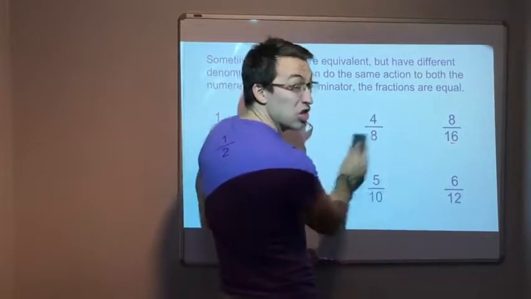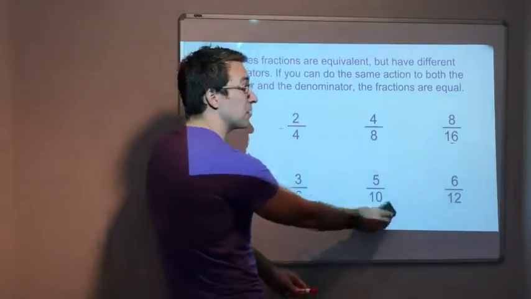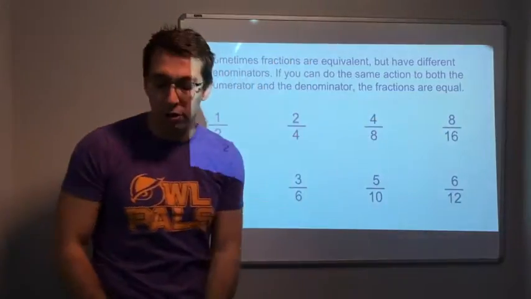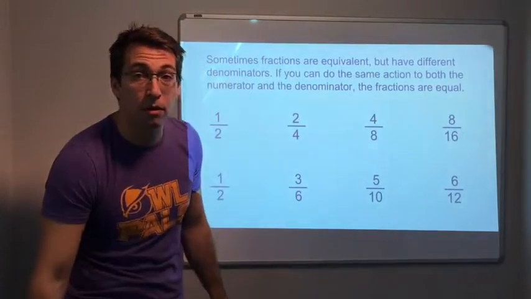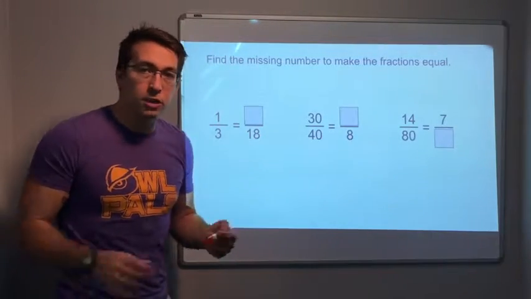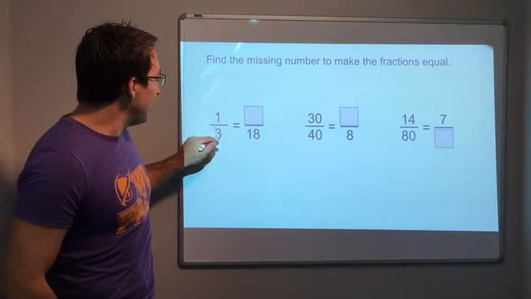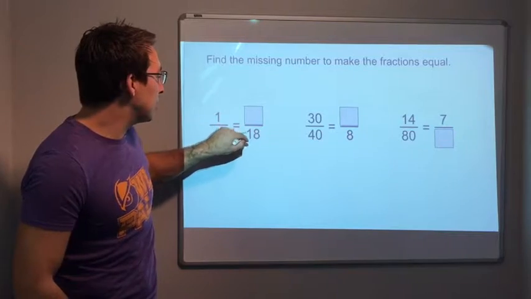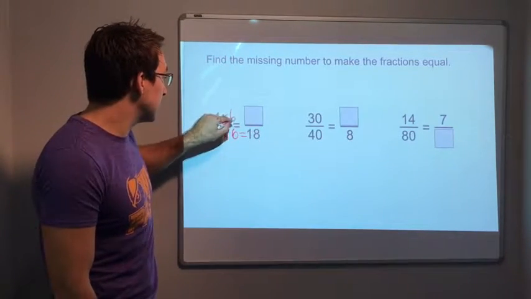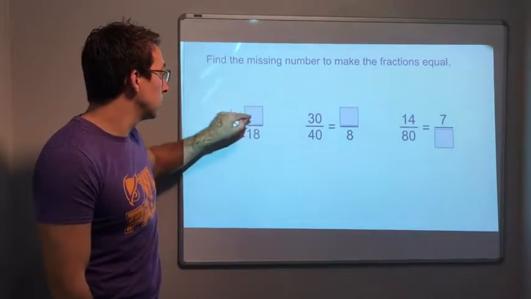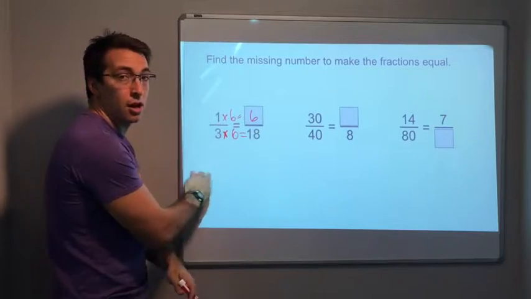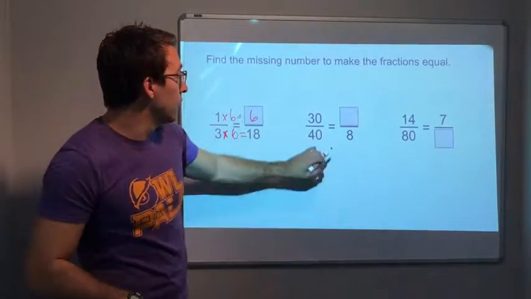You either have to reduce the fraction to its simplest form, or you can expand the fraction by multiplying the numerator and the denominator by the same number. Okay? So let's find the missing numbers to make the fractions equal. Look, 3 times 6 equals 18. So 1 times 6 equals 6. That's all you have to do. Do the same thing to the denominator that you do to the numerator.